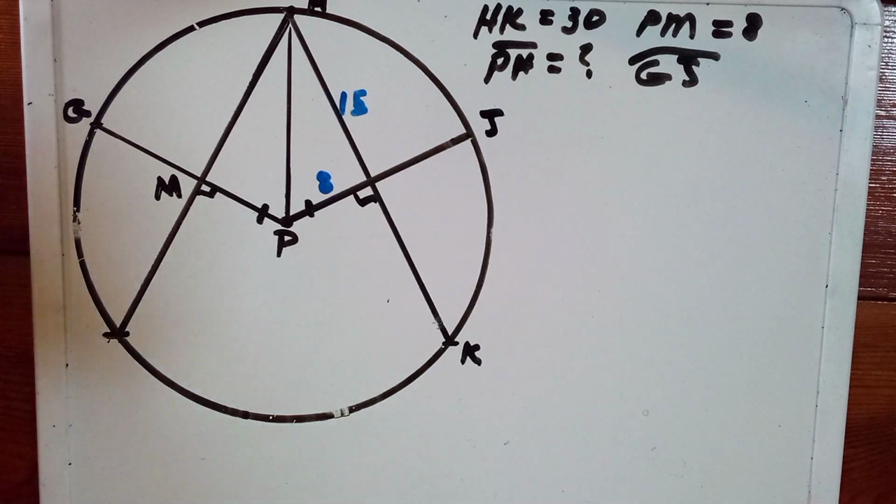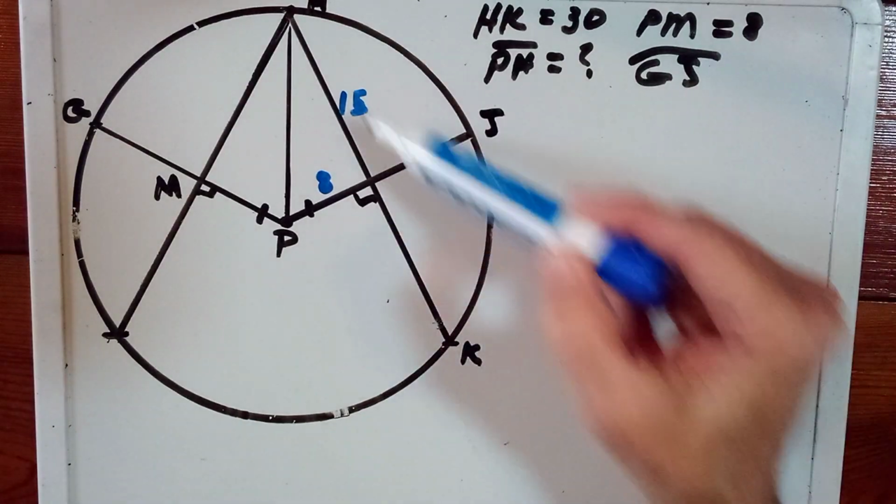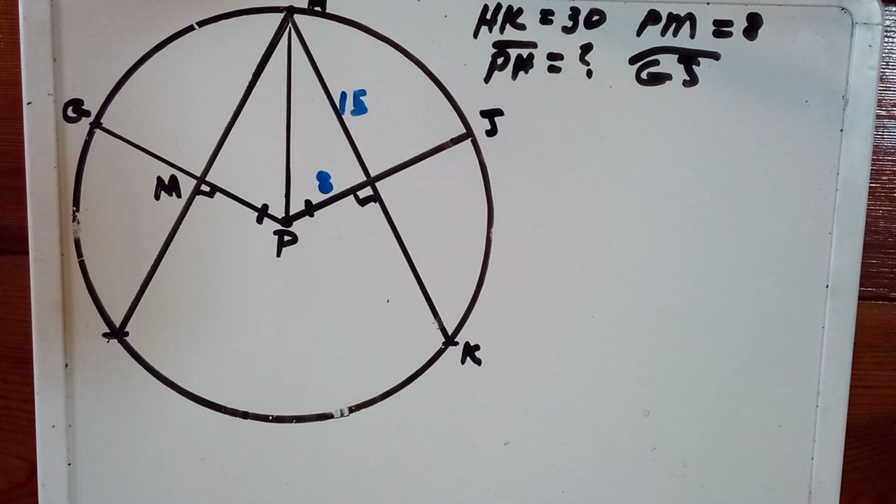Today we're talking about circle chords. Our problem reads: in the circle below, HK is equal to 30. Here's H, here's K. That whole thing is equal to 30. And PM, right there, is equal to 8.